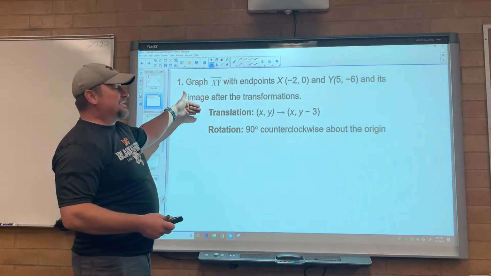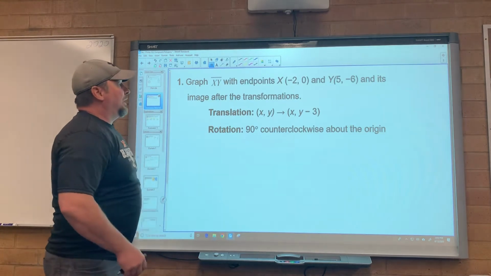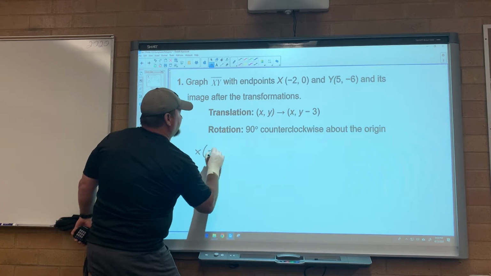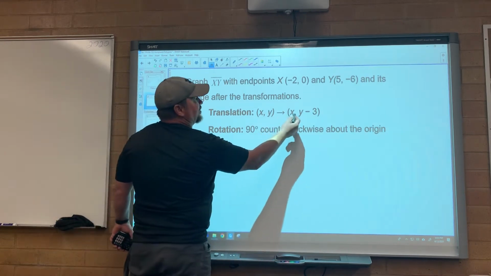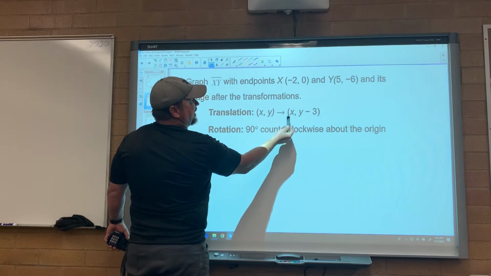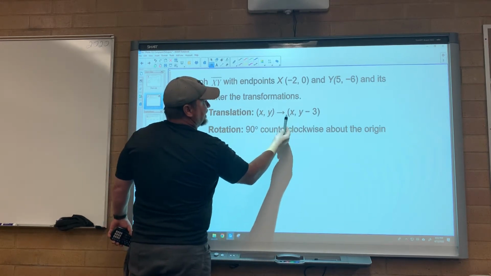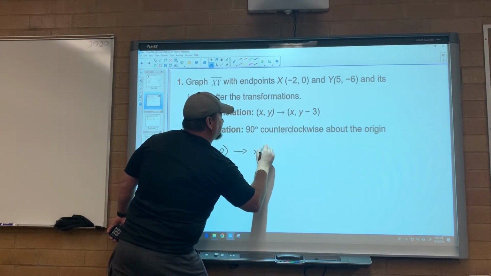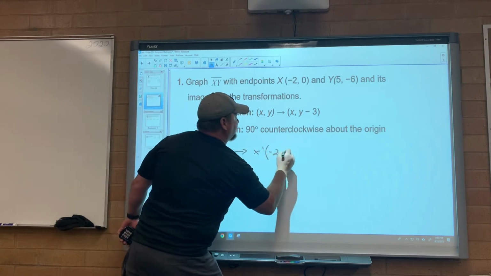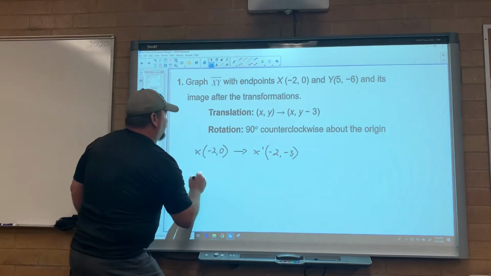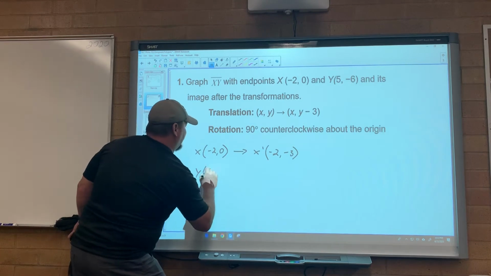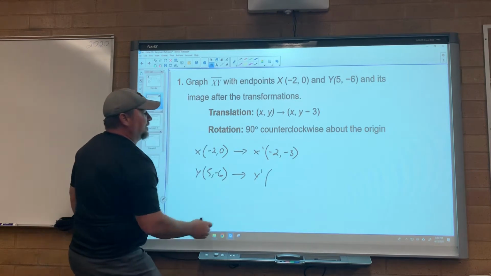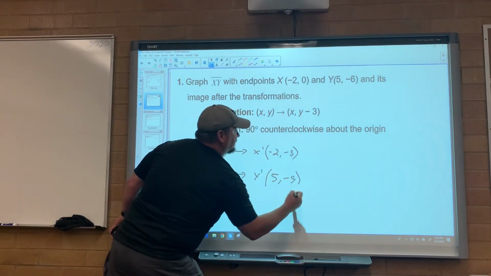Remember, this is slide, and this is rotate. So we'll do the translation first. So x is -2 and 0, and basically I'm going to do nothing to the x because it says do nothing. Take the ordered pair, do nothing to x, leave it the same, but subtract 3 from the y. So my new point will be x asterisk, and it will be -2, -3. The other point, y, is 5 and -6. So y asterisk will be 5, -9.